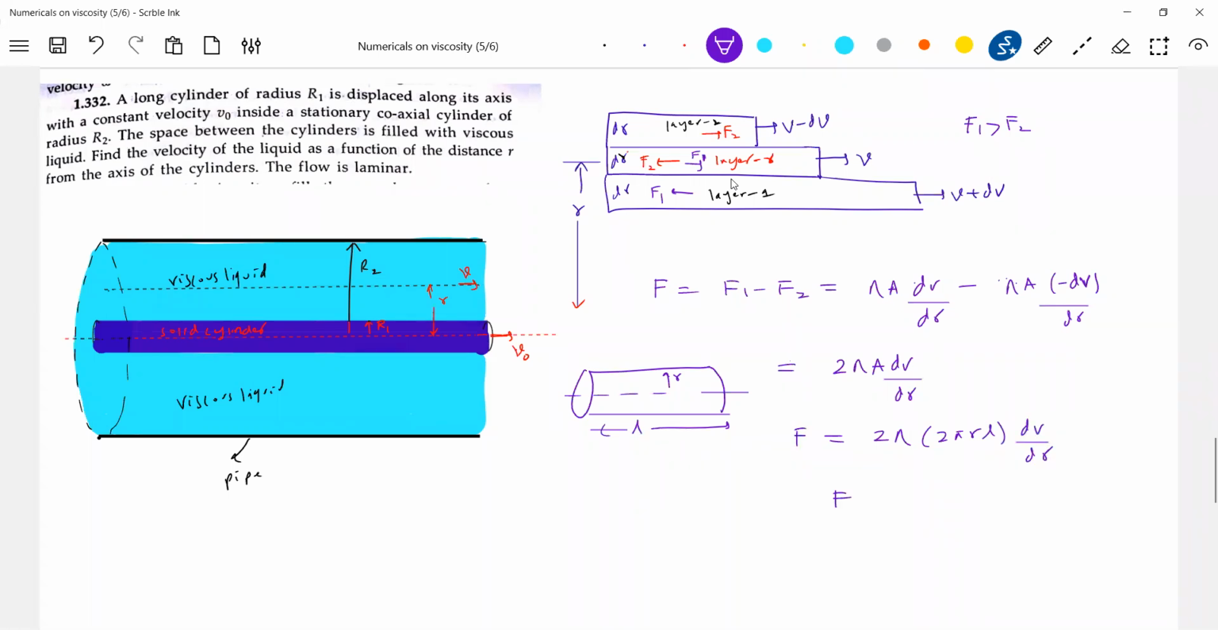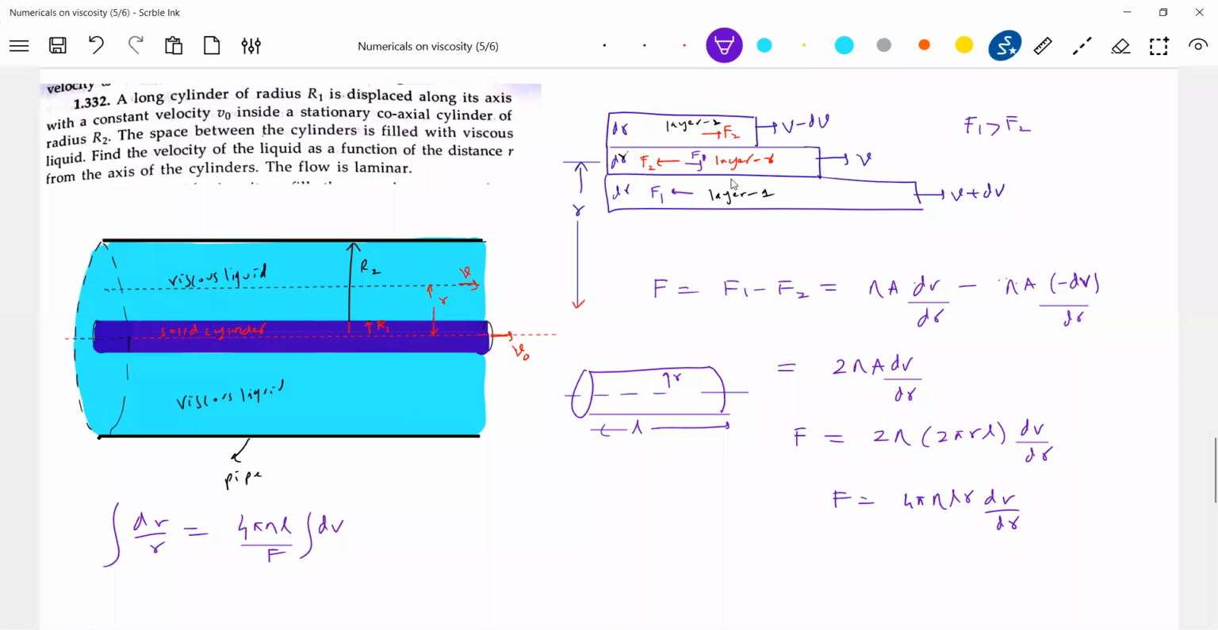So therefore, F should be equal to 4 pi eta L dV by dr. One r is also there, no? So let's simplify this. dr by r is equal to 4 pi eta L by F into dV.